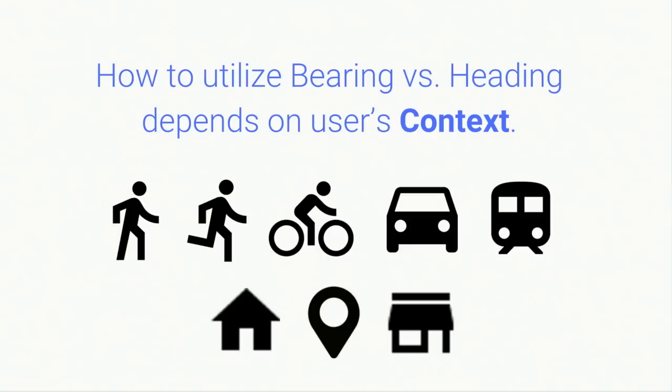So how you utilize bearing and heading depends a lot on the user's context. If you're an application who might gain by knowing the direction of the user, think very hard about what context you're after, because based on that, you want to select between heading or bearing. Let's see how we are doing that in Android Google Maps.